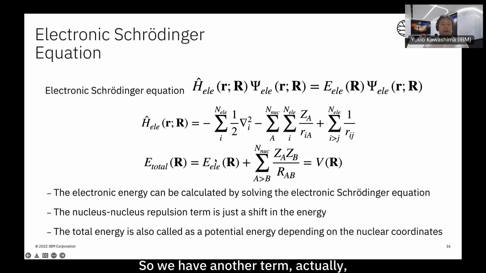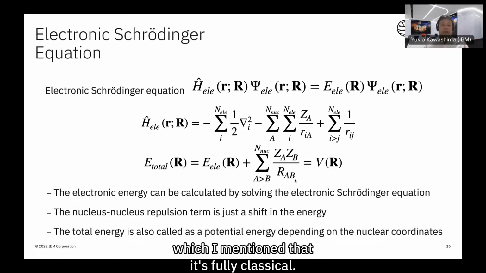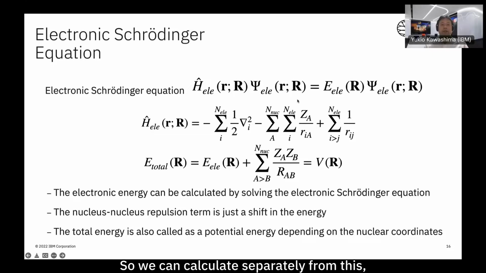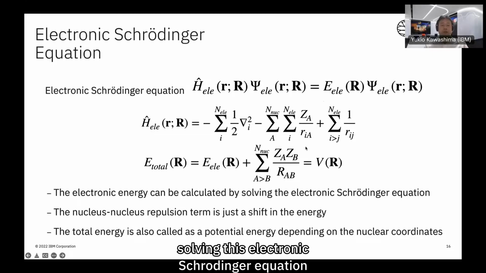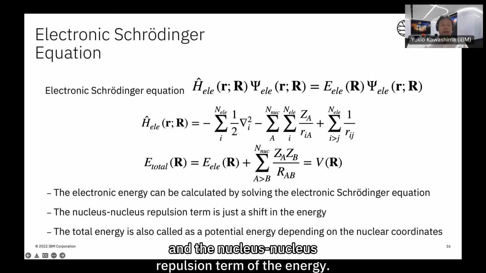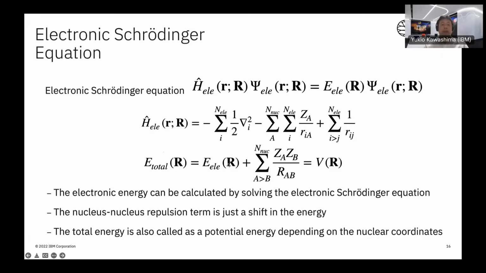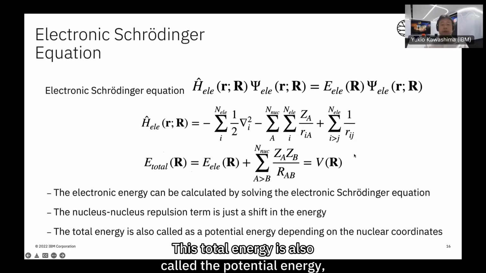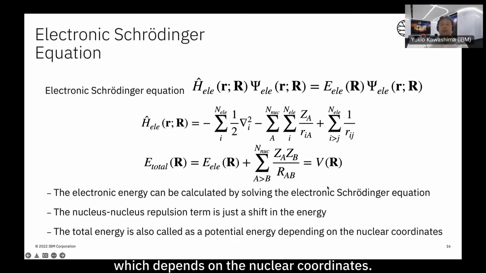We have another term actually, the nucleus repulsion term, which I mentioned is fully classical. So we can calculate it separately from solving this electronic Schrodinger equation, and add it afterwards as a shift to the energy. The total energy is the sum of this electronic energy and the nucleus repulsion term. This total energy is also called the potential energy, which depends on the nuclear coordinates.